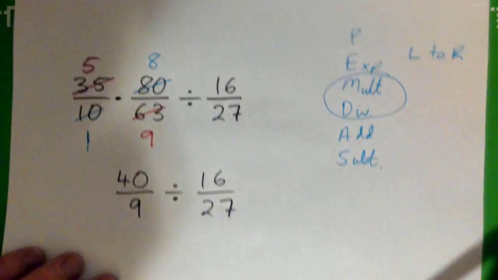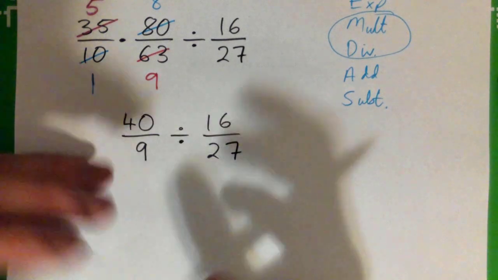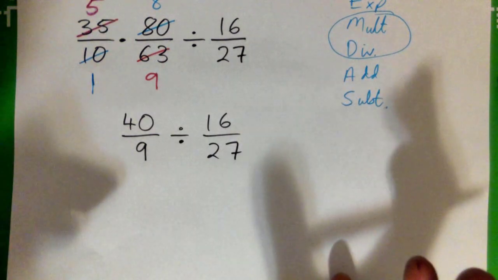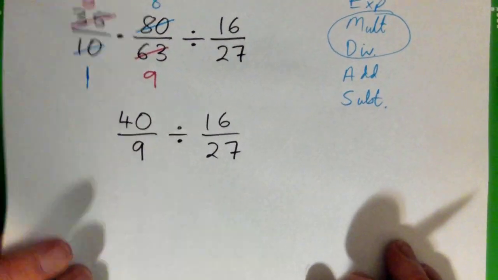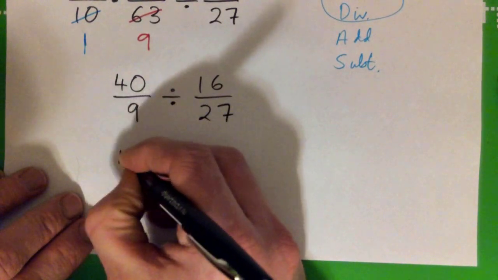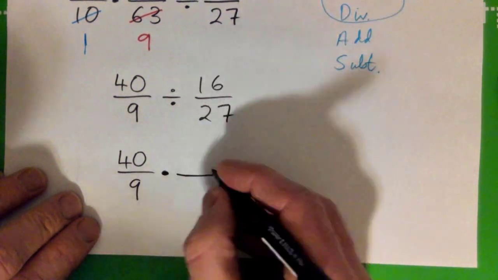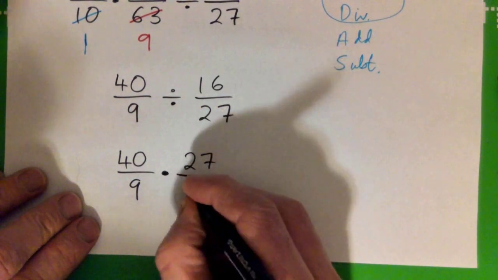Now, we've got this divided by this. When we're dividing fractions, which one do we flip and then multiply? Yeah. Flip the one on the right. So multiply by the reciprocal of the fraction on the right, 27 sixteenths.